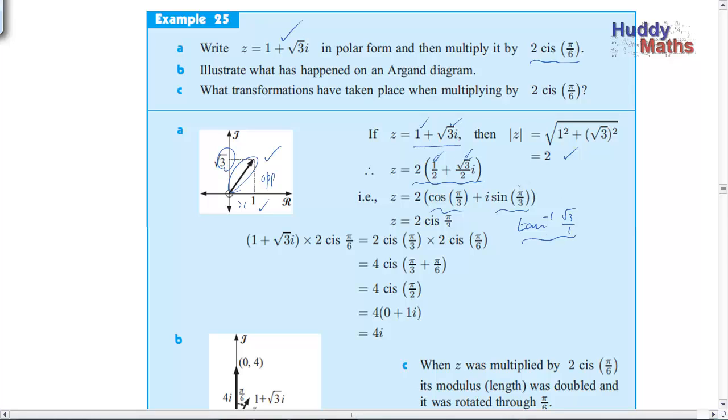Or you can just pick it from here. What angle do you know has a sine of root 3 on 2 and a cos of a half? So it's pi on 3. So you're going to identify that way. Okay, so you can do it that way, or you can pop it onto the calculator. So you've got 2 cis pi on 3.